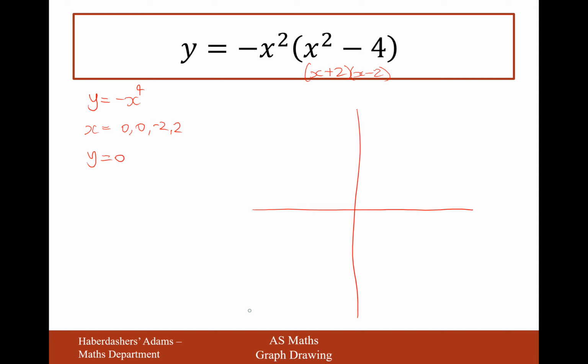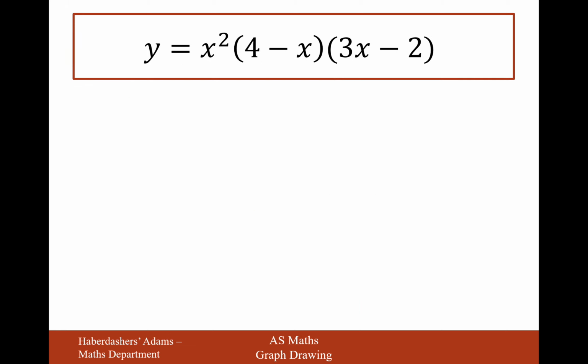So the curve is going to start down here and finish down here. It's going to go through at 0 as a repeated root, -2 and 2. So it's going to go up, touch, up again, down. So pretty much perfectly symmetric, that graph.